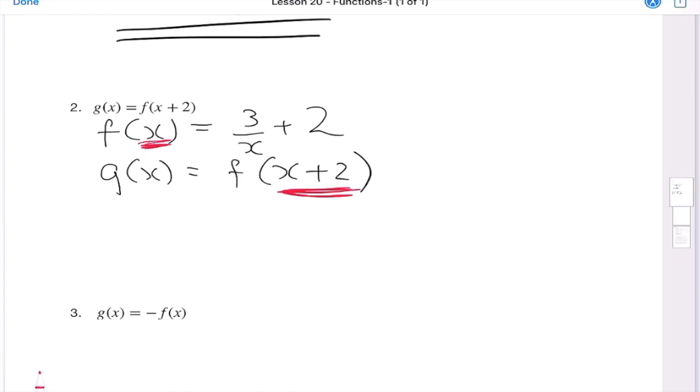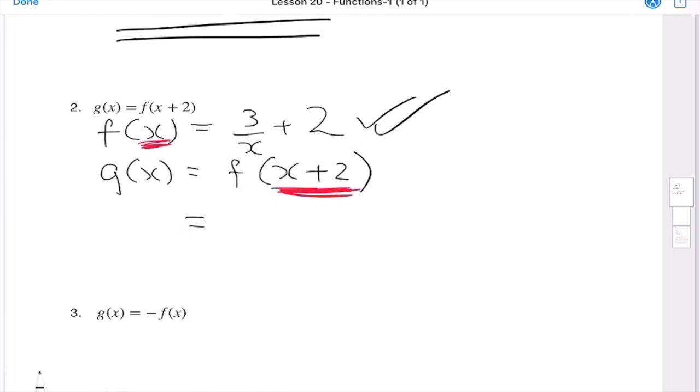Now that 2 is connected to x, so it affects the value of x because we are adding the 2 directly to x. So it is the value of x that is affected, which tells you that you are shifting horizontally, because shifting horizontally will affect the values of x. And so clearly, what we shall do then, in order to get the function g, is to just replace wherever there is x in the original function. We just replace that with x plus 2.